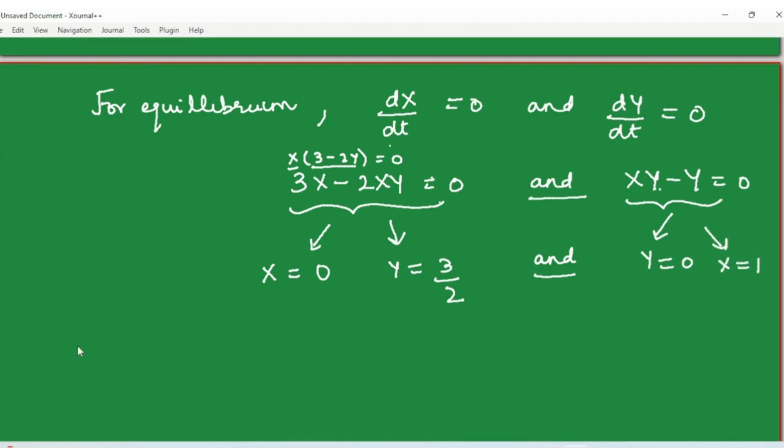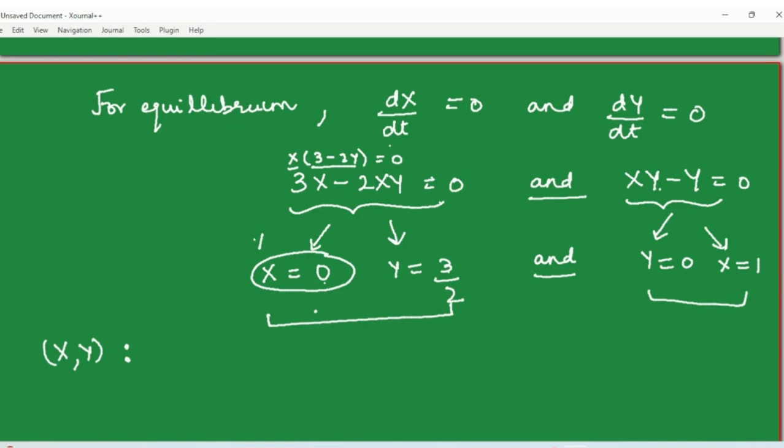So what do we want? We are looking for those ordered pairs x comma y such that this is 0 and this is 0. But this 0 has two options and this 0 again has two options. We want both these to be true. This should be true, that means 3x minus 2xy should be 0 and xy minus y should be 0. Now 3x minus 2xy can be 0 if either x is 0 or y is 3 by 2. So let's move step by step.